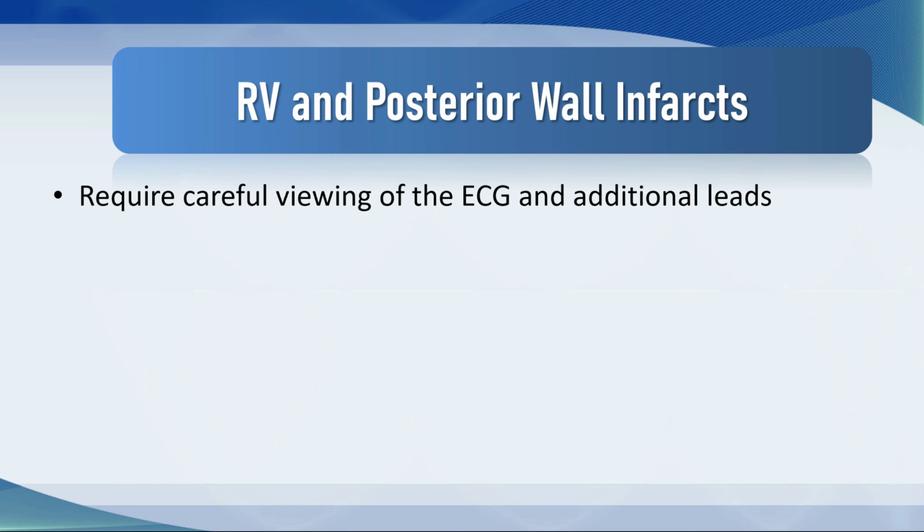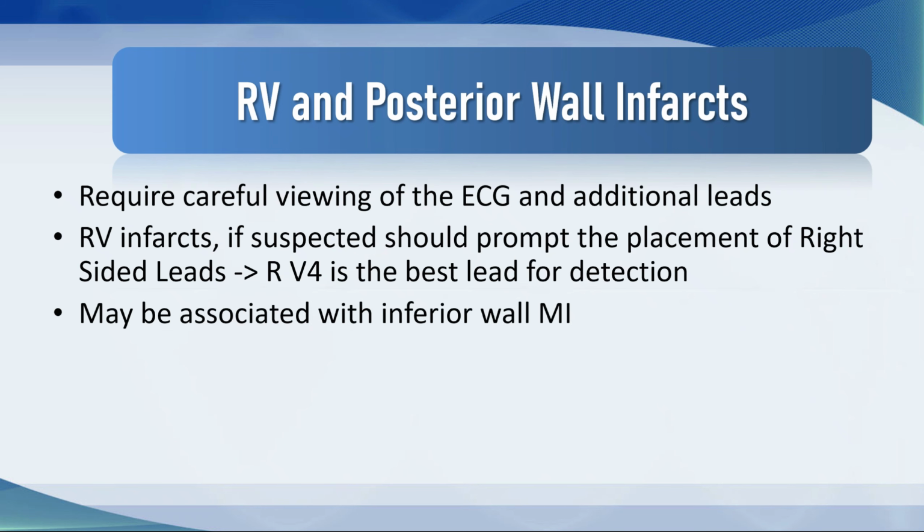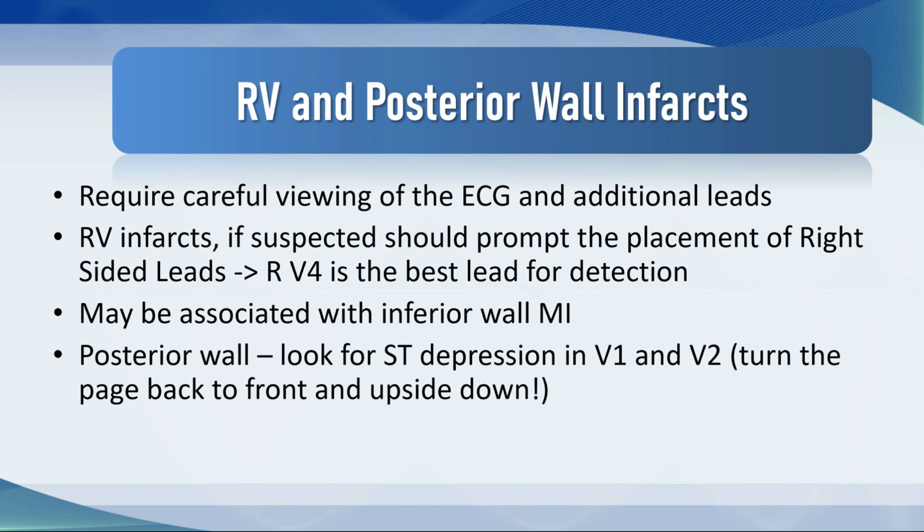RV and posterior wall infarcts require careful viewing of the ECG and additional leads. If you suspect a right ventricular infarct, then it should prompt placement of right-sided leads, and right V4 is the best lead for detection. It is often associated with inferior wall infarct if present. For the posterior wall, as I've mentioned, look for ST segment depression in V1 and V2. Look for that carousel sign and turn the page back to front and upside down if you have a printed ECG. Posterior leads may also be helpful.